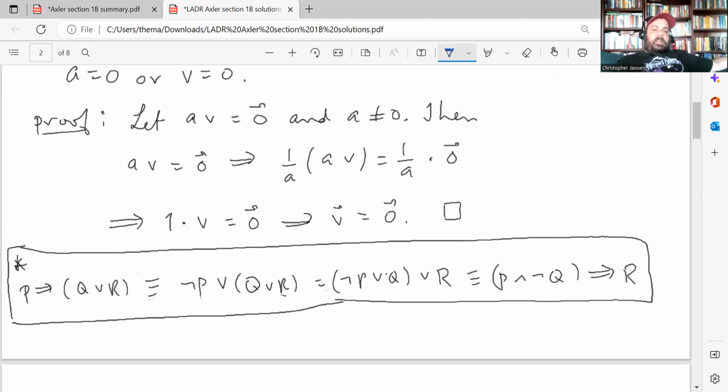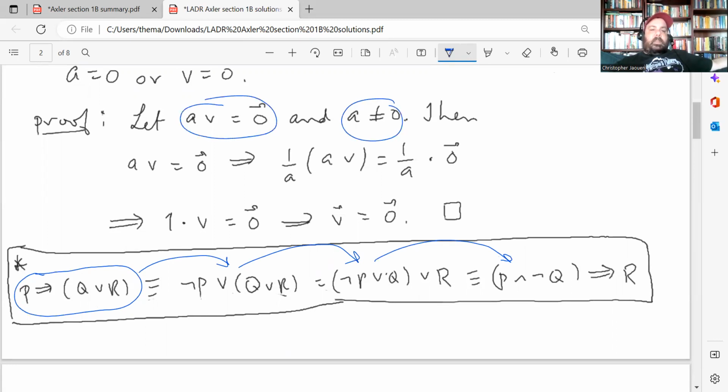This statement is a conditional statement that has the logical form P implies Q or R. But just using some mathematical logic, you can manipulate these formulas algebraically. This is equivalent to this, which is logically equivalent to this, which is logically equivalent to this. So in other words, P implies Q or R is equivalent to P and not Q implies R. So what I can do then is assume, for example, that a is not 0 and that a times v is equal to the 0 vector. And then all I have to do is show that v is the 0 vector. That proves the theorem. So that's what I'm going to do.